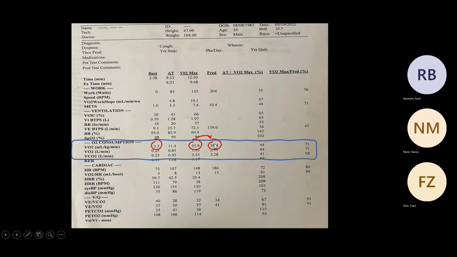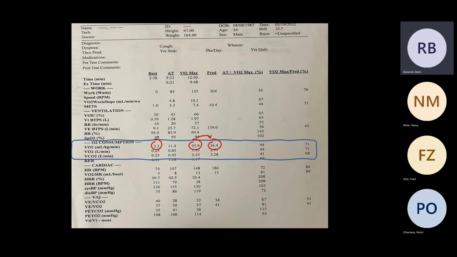Okay, so normally maximum out of predicted should be more than 80%. So in this test, it was 71%. Is that normal? It's not normal. So now, but Dr. Megri, if it's more than 80% from the beginning, should I continue reading the test? Yes, you can continue reading the test, but what he has is not sufficient enough to limit his exercise. If the VO2 maximum is more than 80% of the predicted, any limitation this patient has is not sufficient to limit his exercise.